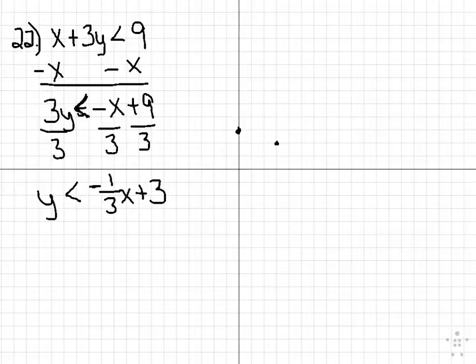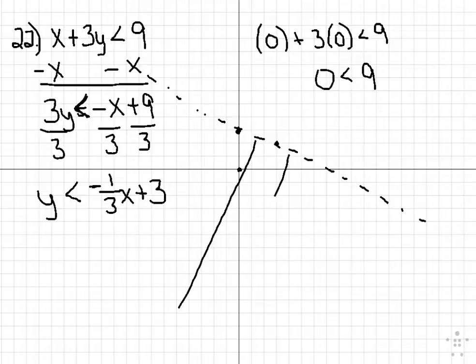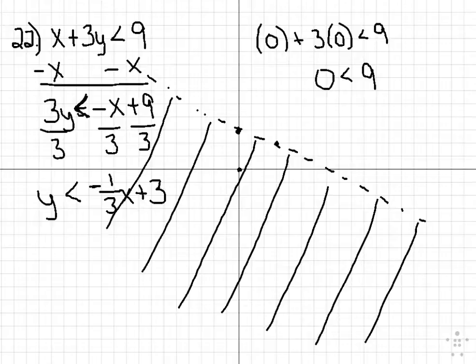Trying to draw as straight as I can there. And then I have to check the point (0, 0). So 0 plus 3 times 0 is less than 9. So I'll get 0 is less than 9. Is 0 less than 9? Yes. So (0, 0) does work. So it's everything on this side of the line, but not including the line, that satisfies this inequality. All these points are solutions.